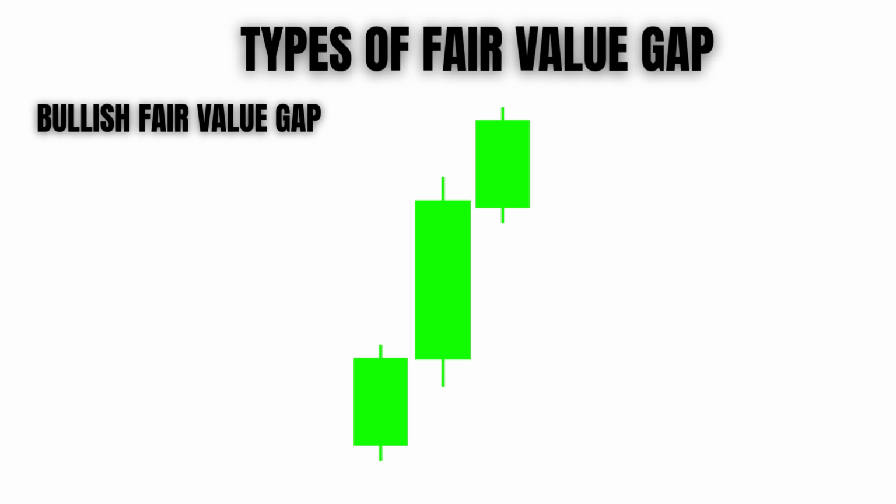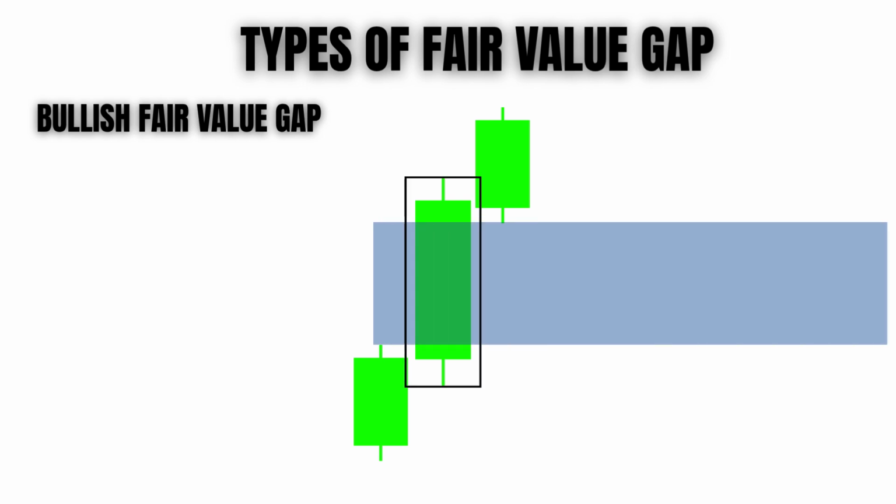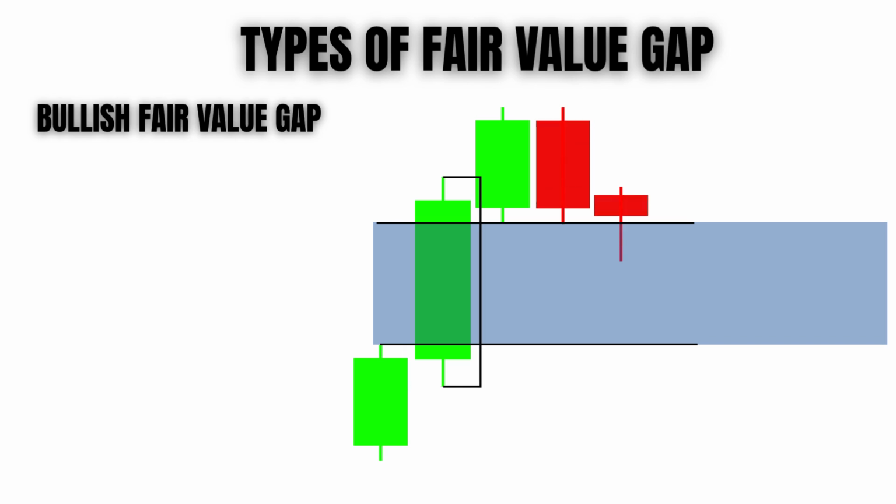There are 2 types, and they work exactly the same way, just in opposite directions. A bullish fair value gap forms after a strong upward move. The displacement candle is a big bullish candle. The gap sits below it, the space between candle 1's high and candle 3's low. After the move, price often retraces downward into that gap before continuing higher. That retracement into the gap is where you look to buy.